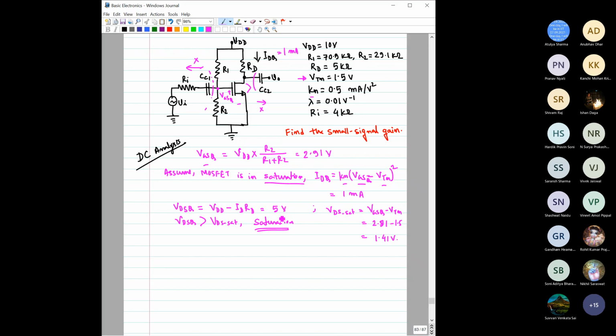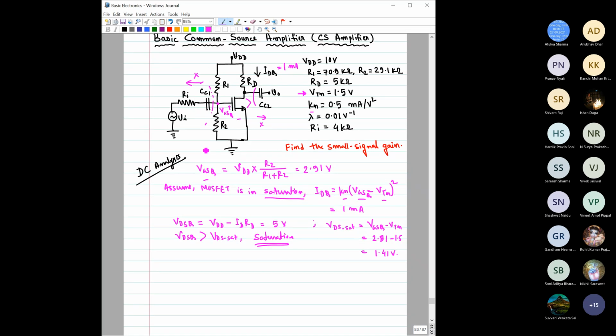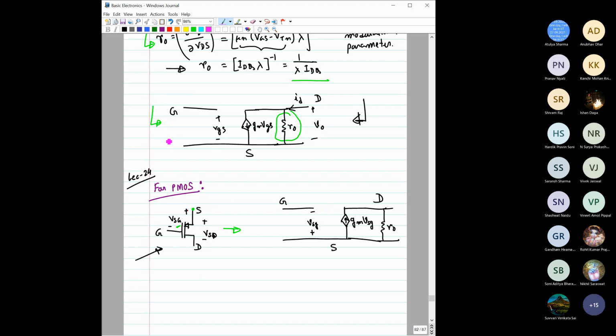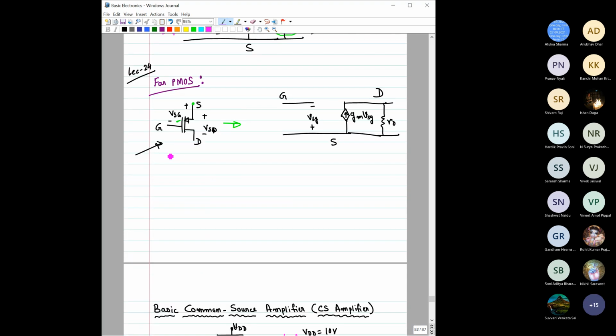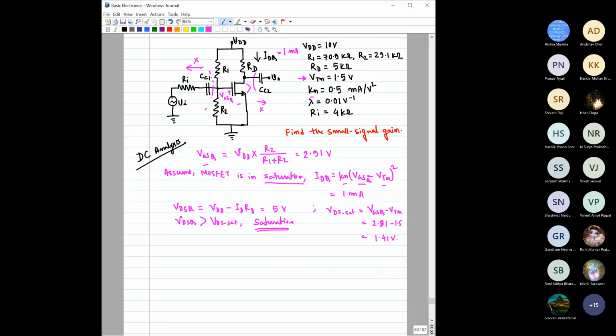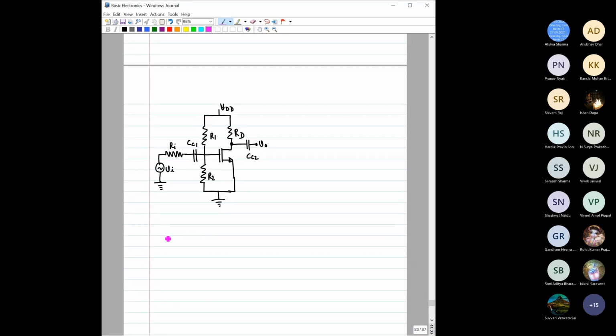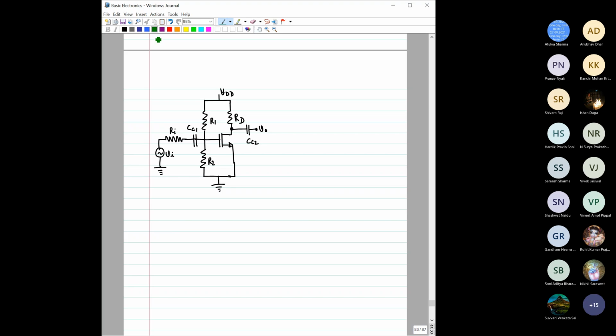Once the transistor is in saturation, you can proceed, because until it is proven that the transistor is in saturation, we cannot draw this small signal equivalent circuit. So the transistor is in saturation. The next part is the AC analysis part. For that, let us go to the next page and do the AC analysis here.